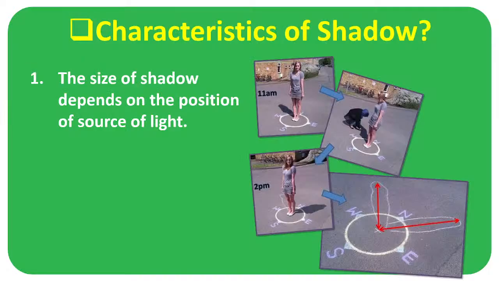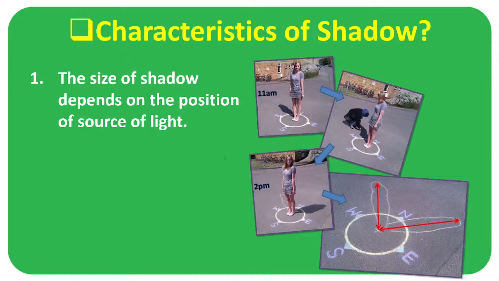What are the characteristics of this shadow? Let us see the characteristics of the shadow. Okay, the first characteristic, the size. The size of the shadow will depend on the position of the light.